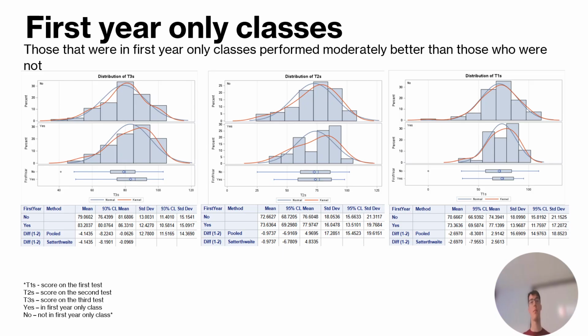This can only be moderately concluded though, because the 95% confidence level generally captures 0, and it can only be determined with 93% confidence that they performed better on test 3.